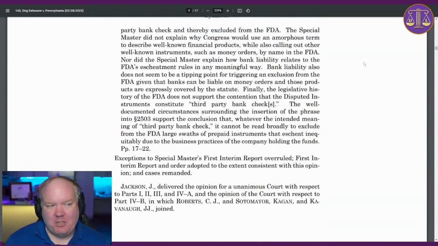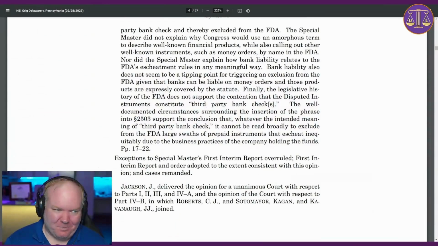And thereby excluded. The special master did not explain why Congress would use the amorphous term to describe a well-known financial product, while also calling out other well-known instruments, such as money orders, by name. Nor did the special master explain how bank liability relates to the rules in any meaningful way. Bank liability also doesn't seem to be the tipping point for exclusion from the law, given that banks can be liable for money orders. So banks issue cashier's checks, to be sure, and teller checks.